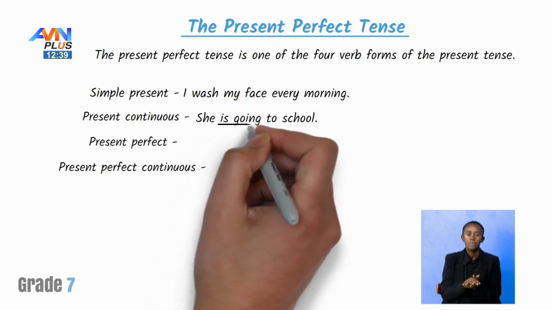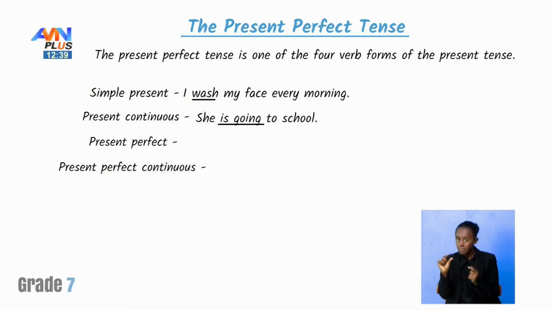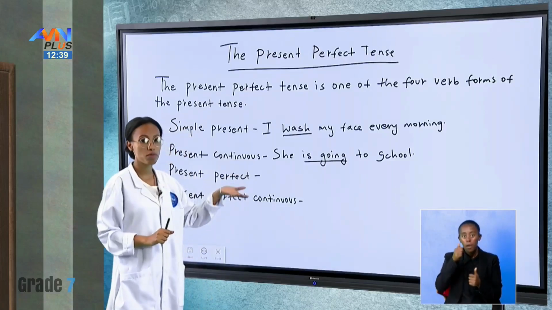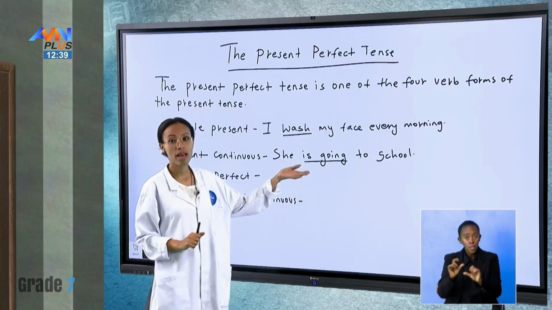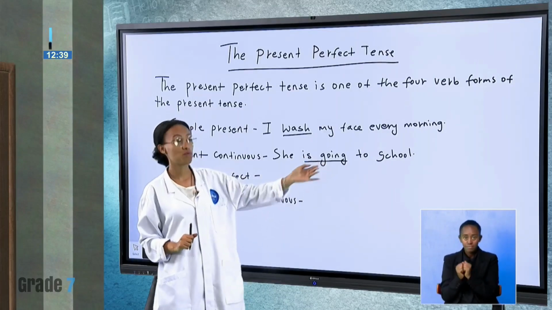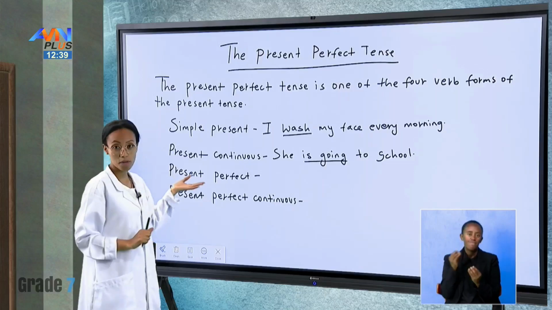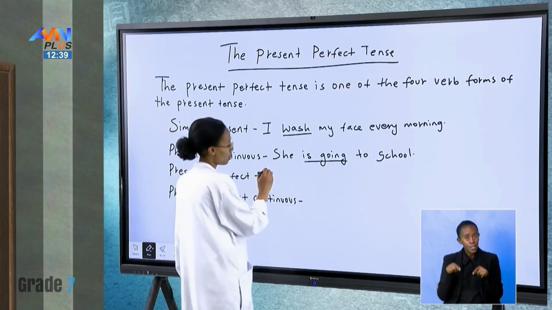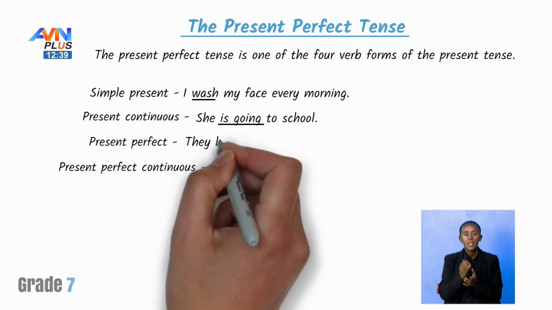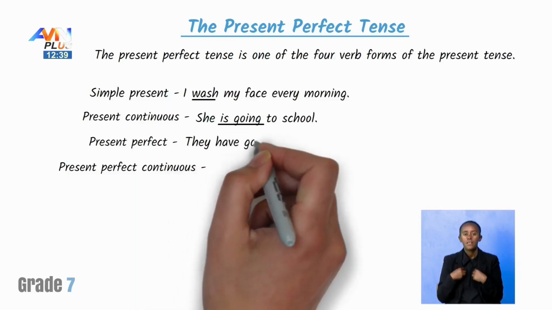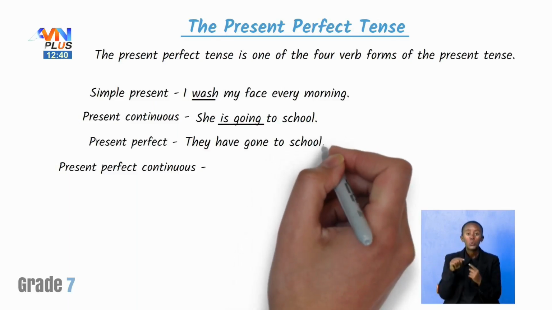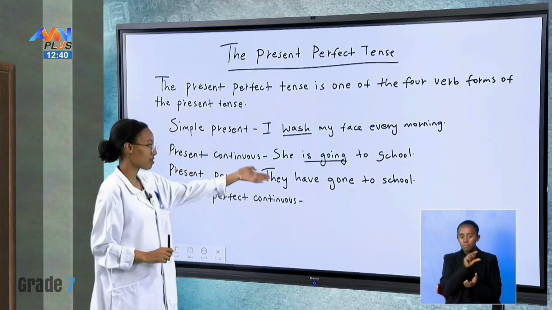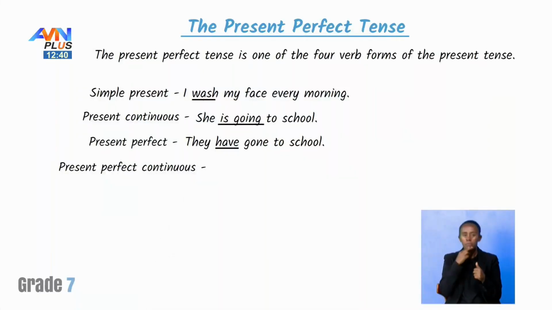And in the first one, wash, the first verb form or the root verb form, we use it in the simple present tense. And in the present continuous, we use the verb to be with the ing form of the verb. In the present perfect tense, today's topic is they have gone to school. Here we have what? The auxiliary verb have with the past participle form of the verb. That is how we form the present perfect.